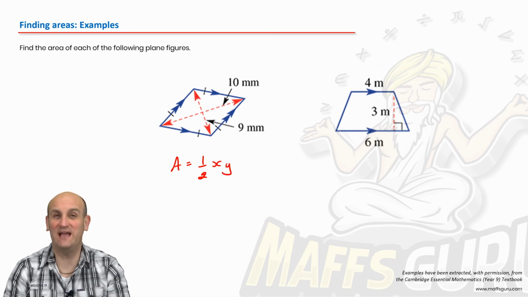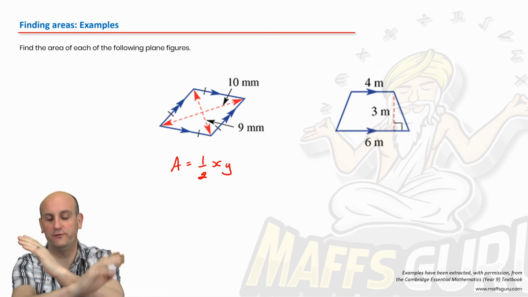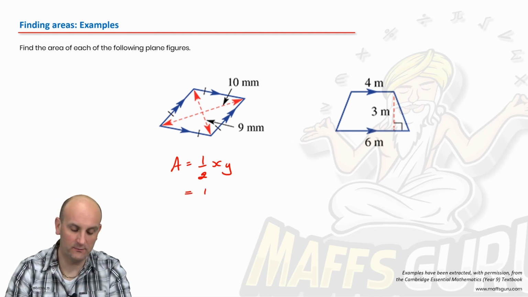Now, where on earth did they get this xy from? Well, basically, x and y are the lengths of the two diagonals. So in this situation, that would be a half times one of the diagonals is 10, and one of the diagonals is 9.